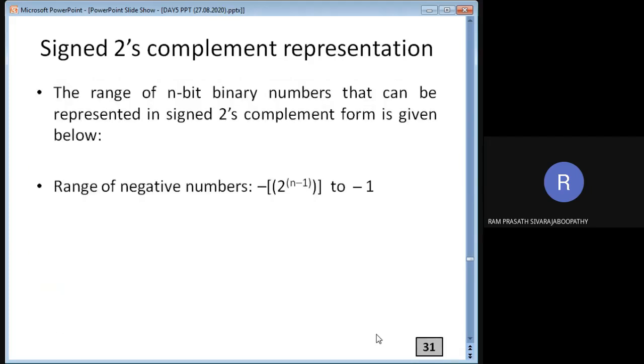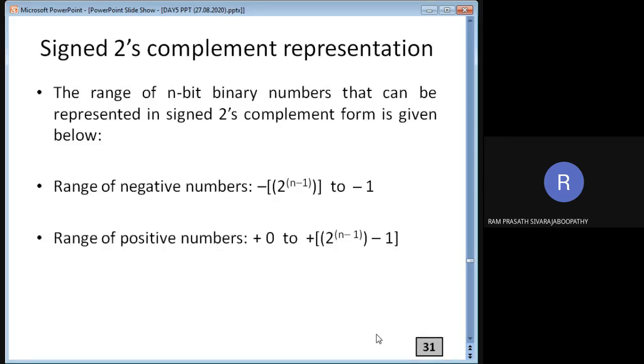So see what range we have said here: minus 2 to the power n minus 1 to minus 1 is the range of negative number. If you put 8 here, you can find the answer. 2 to the power 8 minus 1 is 256. Sorry, 2 to the power n minus 1. So 2 to the power 7 we will be getting. So 128, we get the result minus 128 to minus 1.